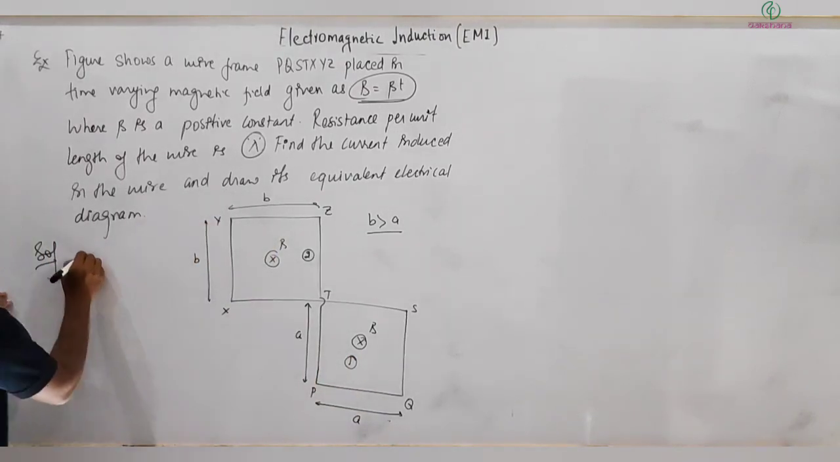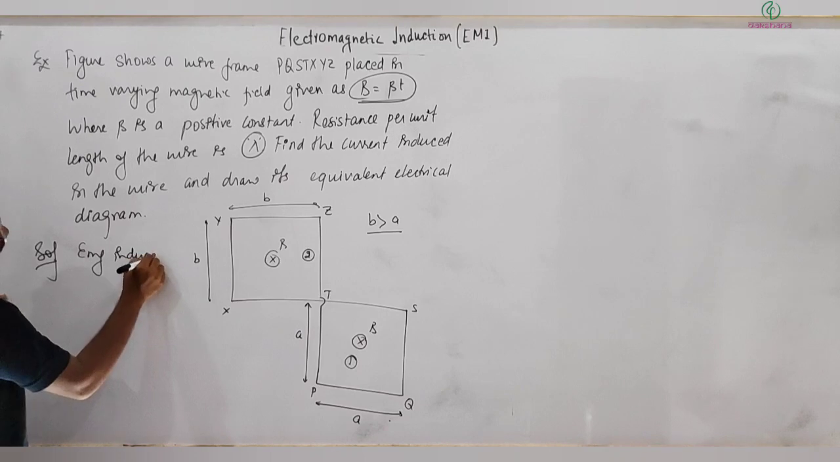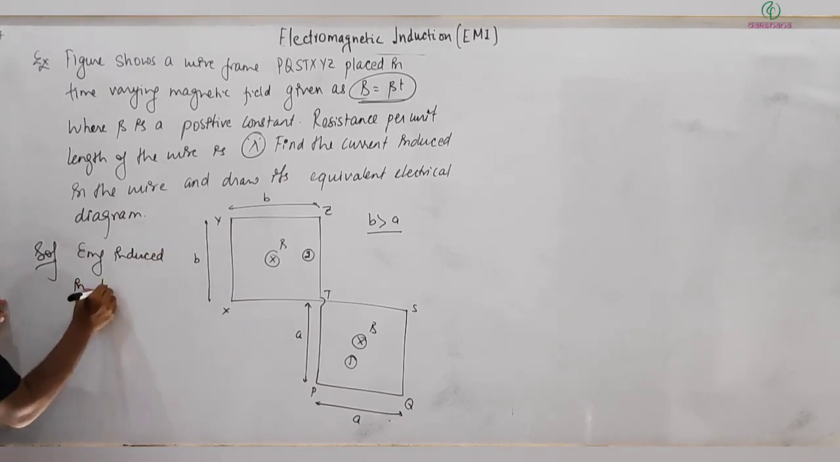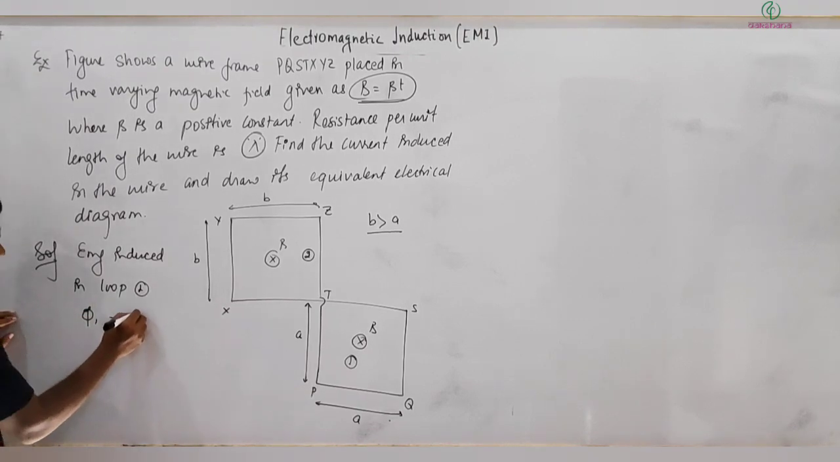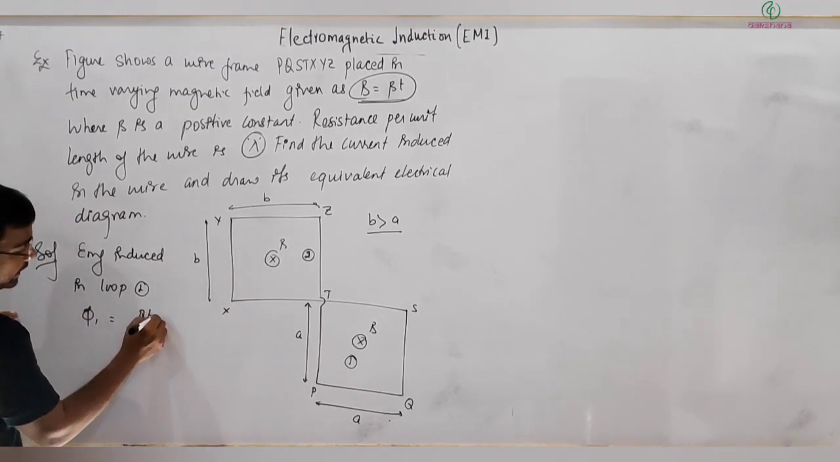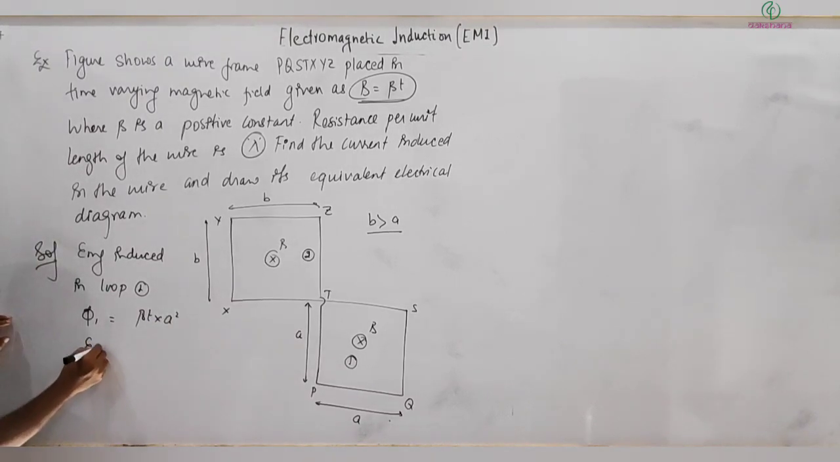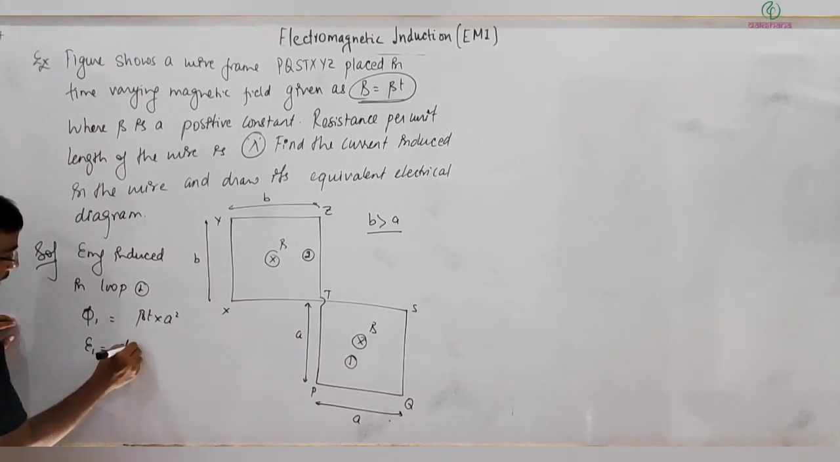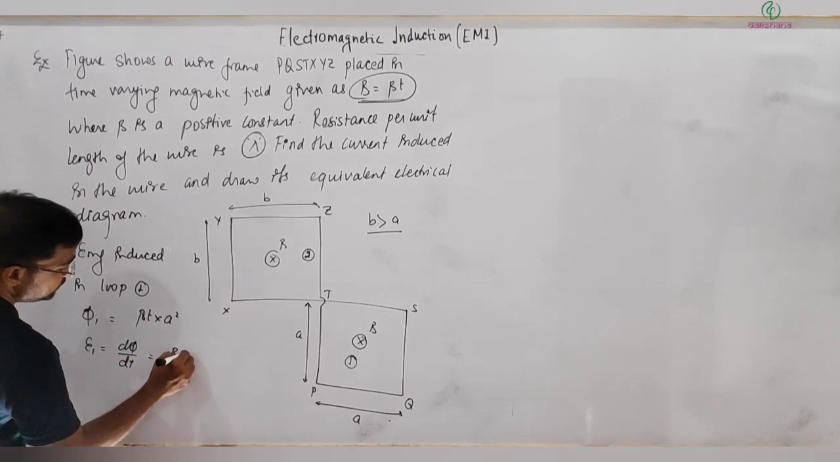So I can write the EMF induced in loop 1, because phi is equal to what? Phi 1 is equal to beta t into a square. So EMF E1 is equal to d phi by dt. I am writing here the magnitude, that is equal to beta into a square.